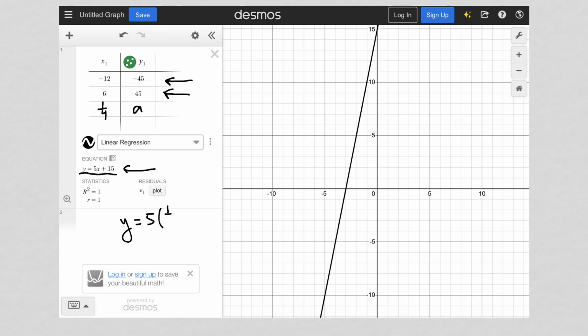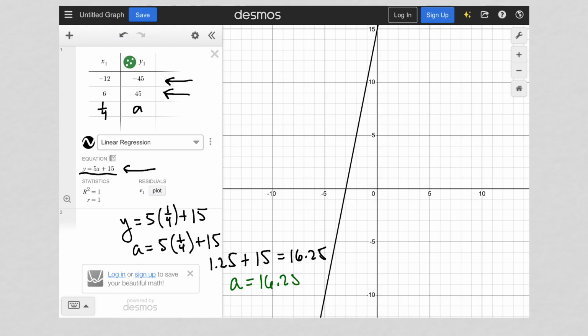So make that a 5 times 1/4. And then figure out, well, what is the value of A, right? So A being the y value, this means that A is equal to 5 times 1/4 plus 15. And then 5 times 1/4 is 5/4, which is the same as 1.25. And 1.25 plus 15 is equal to 16.25. And therefore our answer here is that A is equal to 16.25.